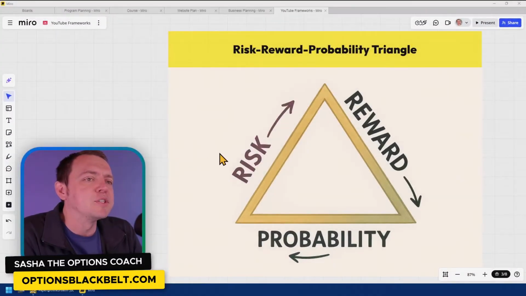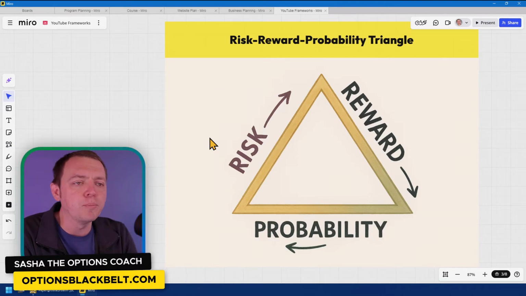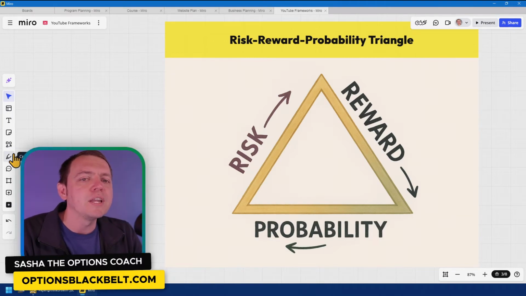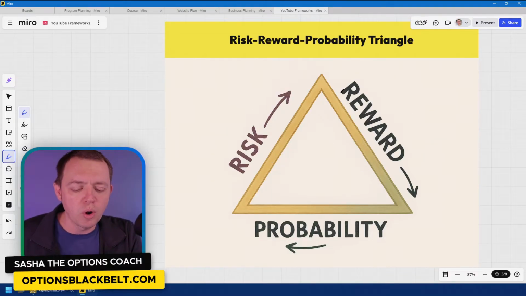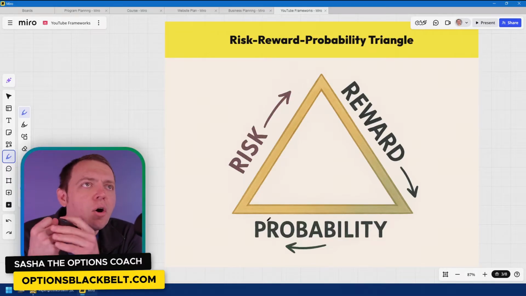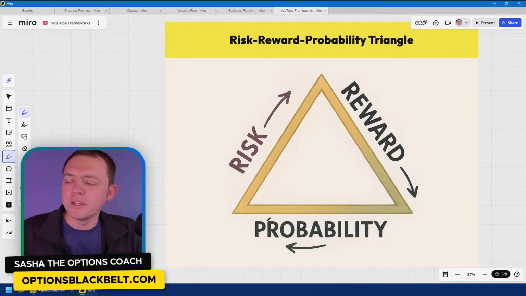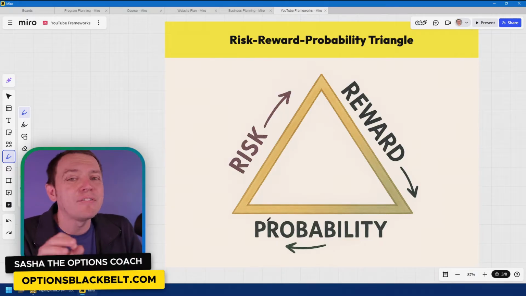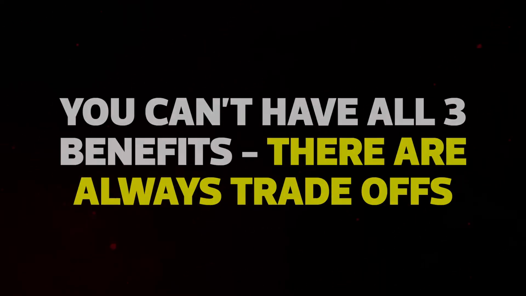I'm going to show you this little triangle right here and give you some insight. When you look at this triangle, it's showing you that you can have one part of this component, whether it's the risk, the reward, or the probability, but you can't have all three be very powerful. You're going to have to choose one or the other. In other words, you can't have all three at maximum power because you can't have all three benefits. There's always going to be a trade-off.